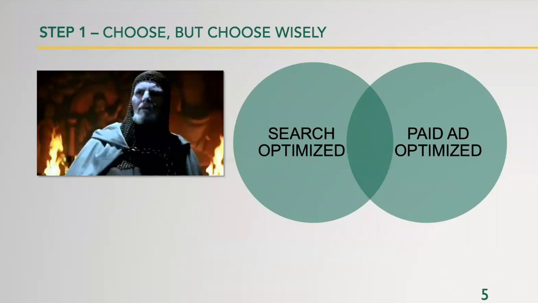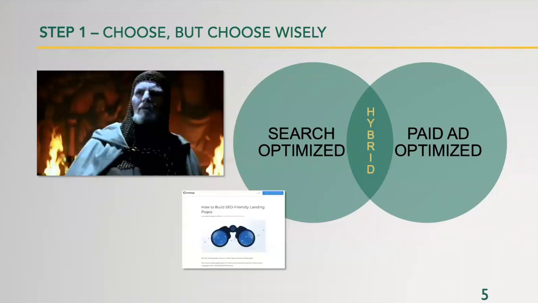On the other end is paid ad optimized landing pages, right? So you're buying an ad somewhere, Facebook, Google, LinkedIn, and then you're sending them to a page. And the optimization process for each one of those is a little bit different. Where we work is in this hybrid area, right? So if a search optimized page is, like Instapage is a tool that we use for search optimized pages.